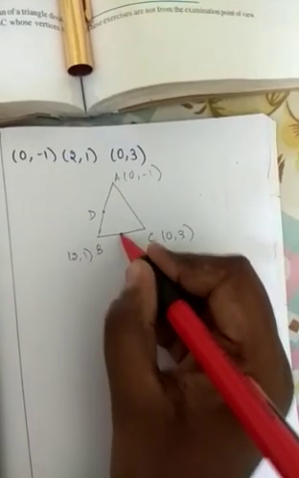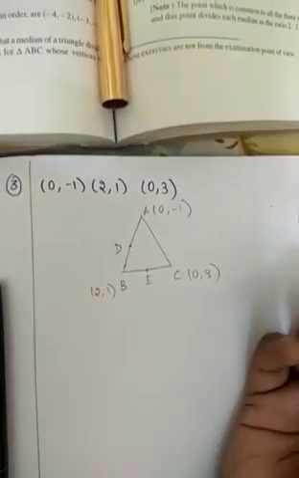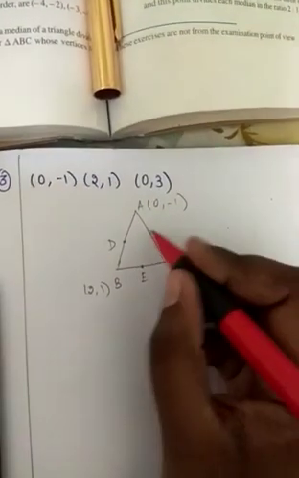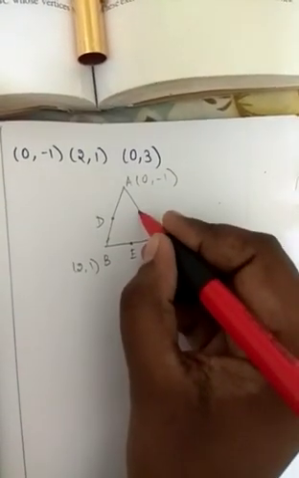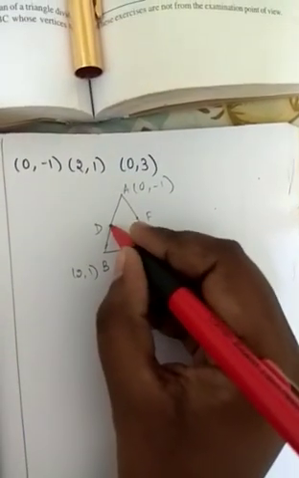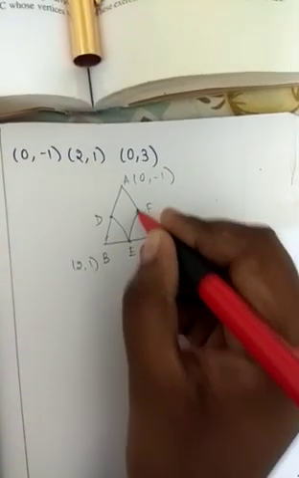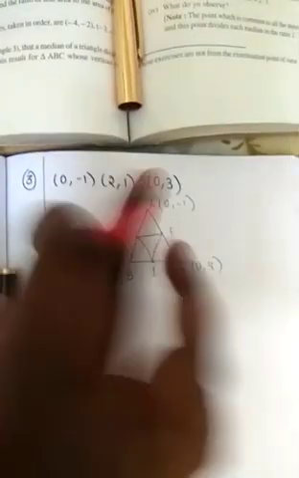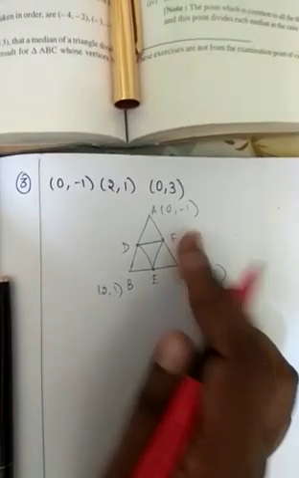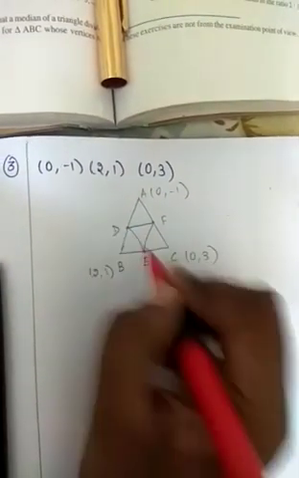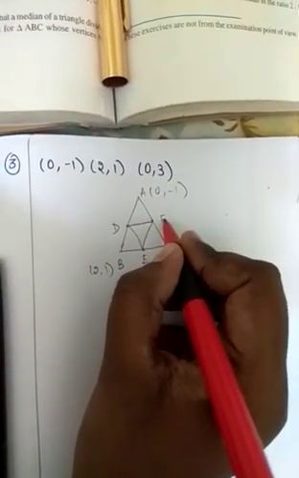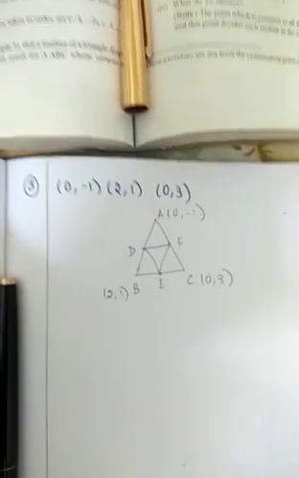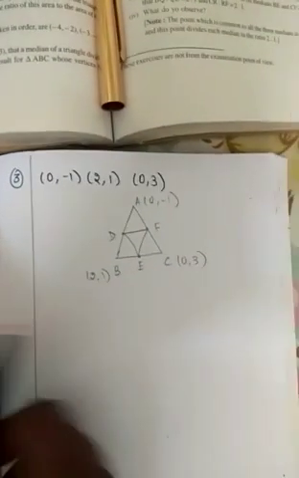The midpoint of BC, we'll give the name E. You can give any name you want: X, Y, Z, W, whatever. The midpoint of AC, we will give F. Now if I join these three points, I get one triangle. I have to find the area of this triangle, not the original one. To find it, I need these three points, using the midpoint formula, which came in exercise 7.2.